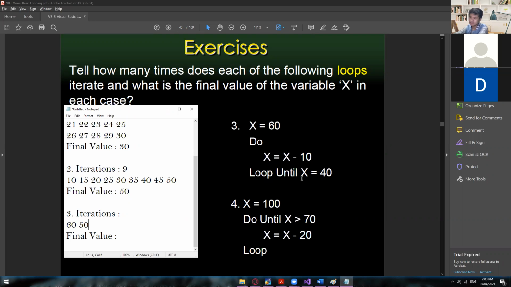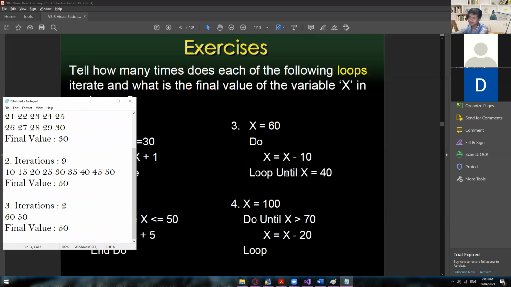So 50 is still not equal to 40. So it's still false, so we can still proceed. 40. So 40 is already equal to 40. Wherein this one is already true. And since we are using until, once this one became true, then that's the time that we have to stop looping. So that is why 40 is not included in number 3 iterations anymore. So this will only iterate 2 times. And then the final value is 50.